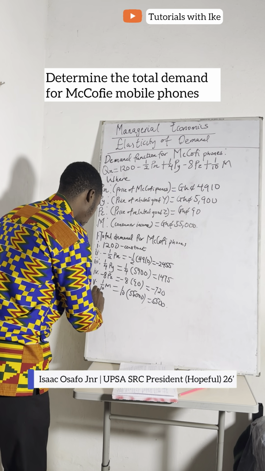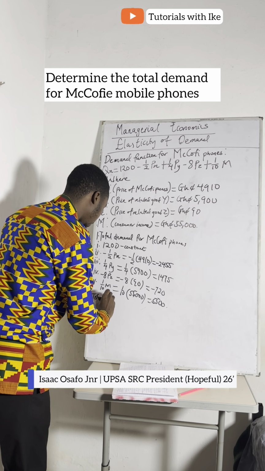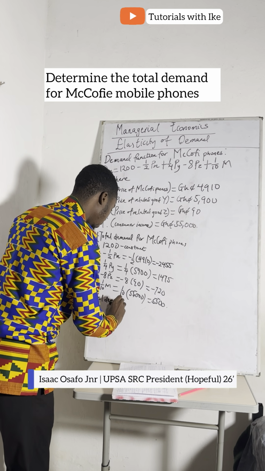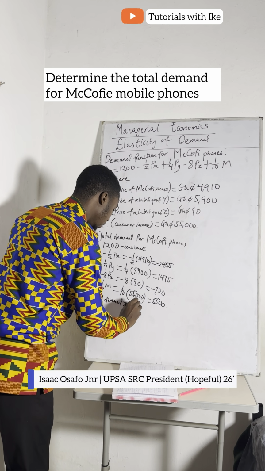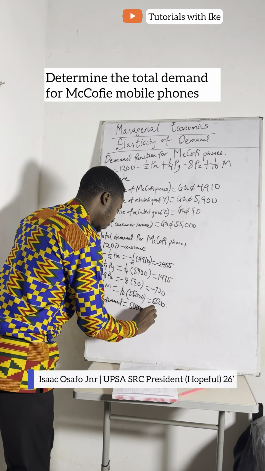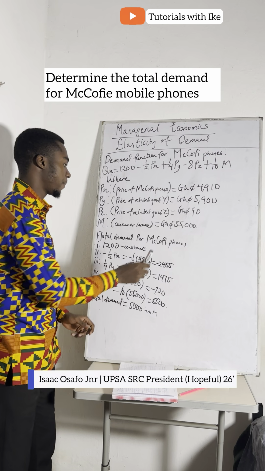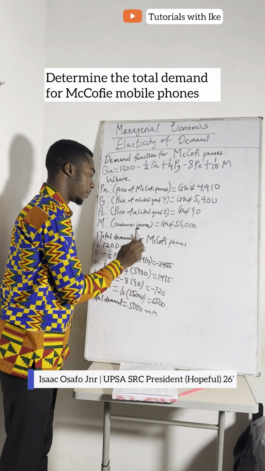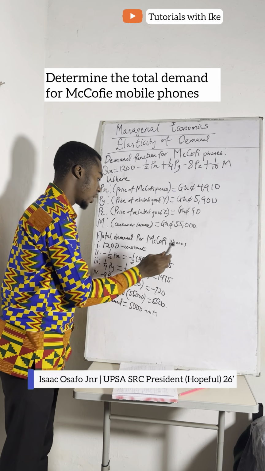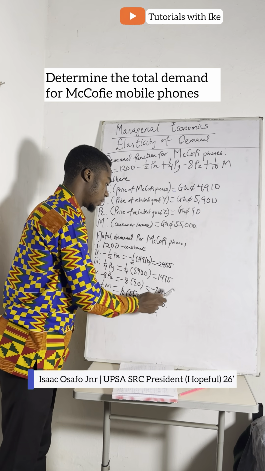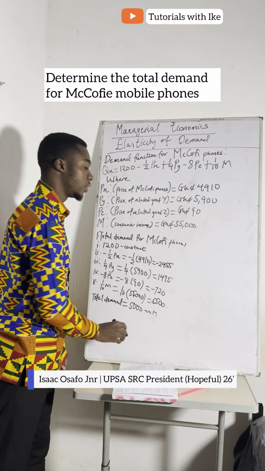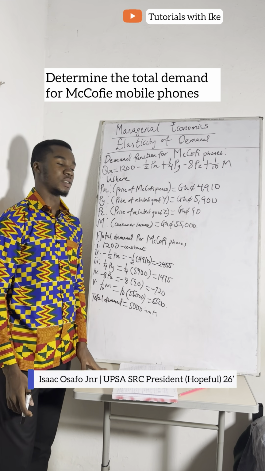So our total demand should be 5,000 units. So you can do it on the calculator. 1,200 plus negative 2,455 plus 1,475 plus negative 720 plus 5,500 should give you 5,000 units. You get it? All right.